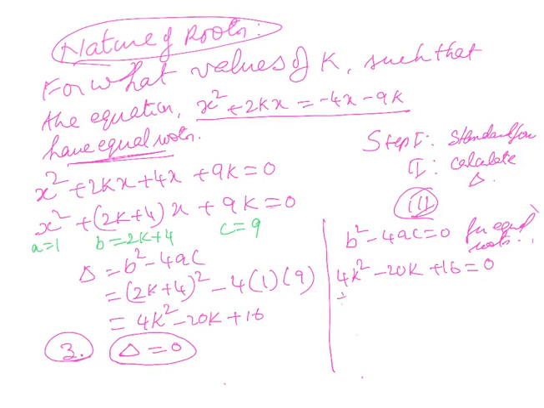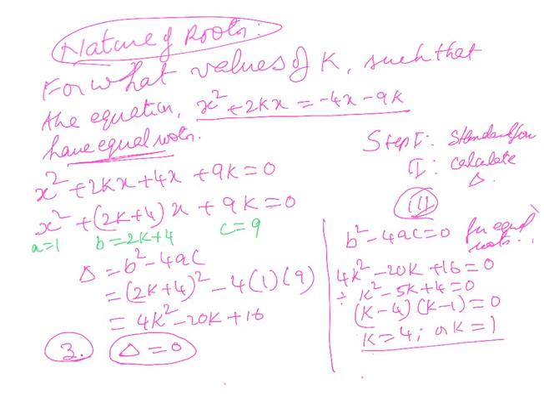Now I would divide by 4 to reduce it to a simpler one: k squared minus 5k plus 4, which is (k minus 4)(k minus 1) equal to 0. I did factorization of the trinomial, and I get k is equal to 4, or k is equal to 1. So that's how I get the values of k such that the equation has equal roots. That means if I put k is equal to 4 in this equation, or k is equal to 1, I will get equal roots.